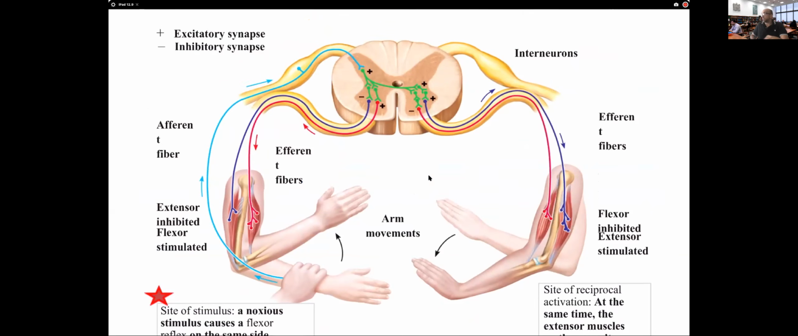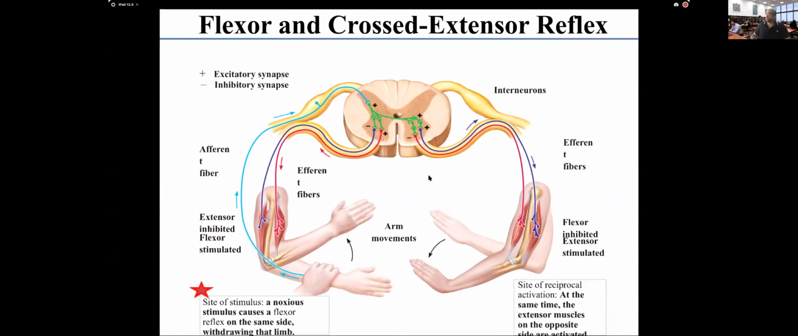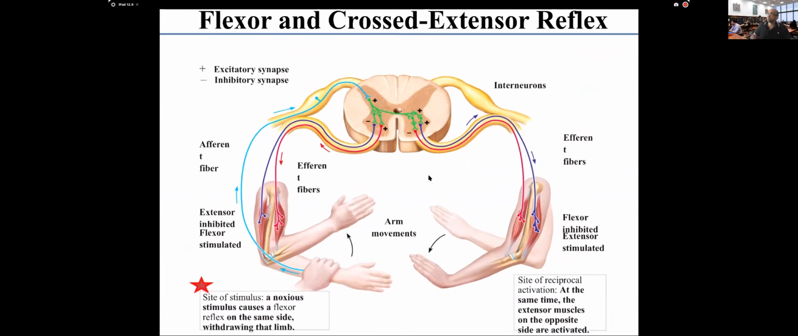Our third example of reflexes here is gonna be your flexor crossed extensor reflex. Flexor crossed extensor reflex. So try to imagine you're done with your course this semester.